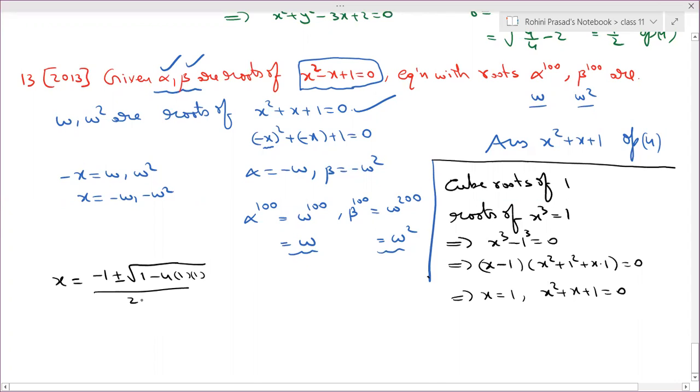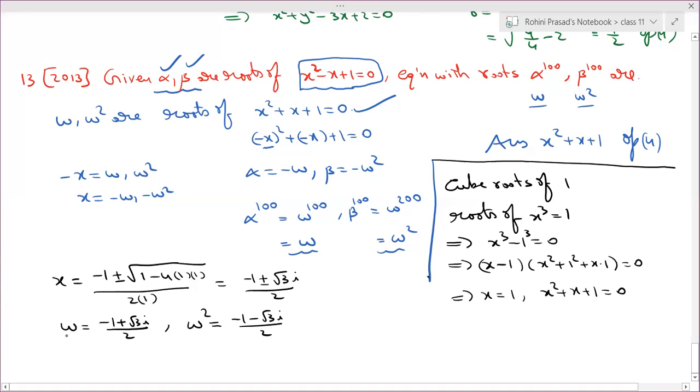2a is 2 into 1, 2. Now this is minus 1 plus minus root 3i by 2. So the first root is named as omega. Omega is equal to minus 1 plus root 3i by 2. But strangely, if you square this, you get minus 1 minus root 3i by 2. So instead of giving a separate name for the second one, you write it as omega square itself: minus 1 minus root 3i by 2. So this is omega and this is omega square.